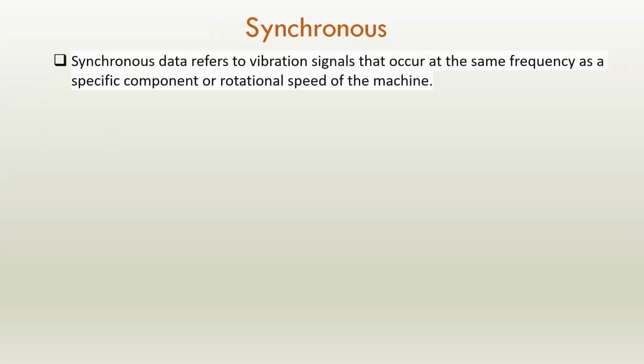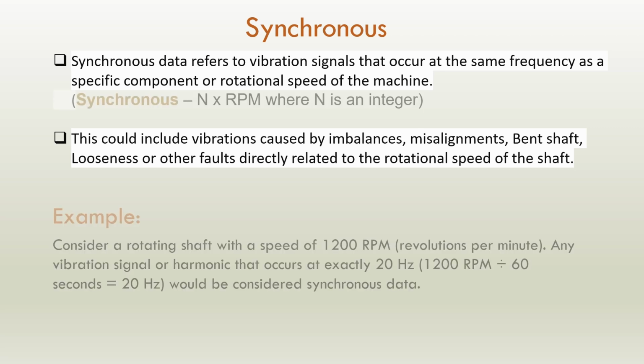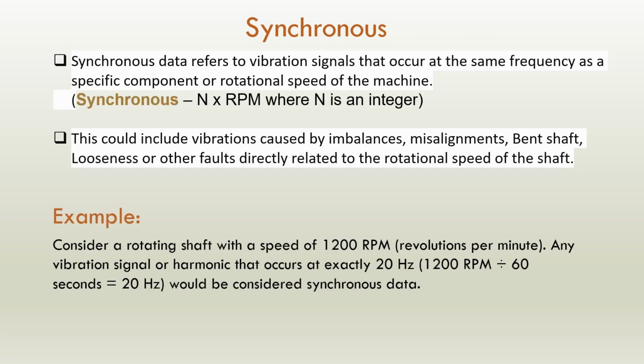Synchronous data refers to vibration signals that occur at the same frequency as a specific component or rotational speed of the machine. This could include vibrations caused by imbalances, misalignments, bent shaft, looseness, or other faults directly related to the rotational speed of the shaft. For example, consider a rotating shaft with a speed of 1200 revolutions per minute. Any vibration signal that occurs at exactly 20 Hz would be considered synchronous data.